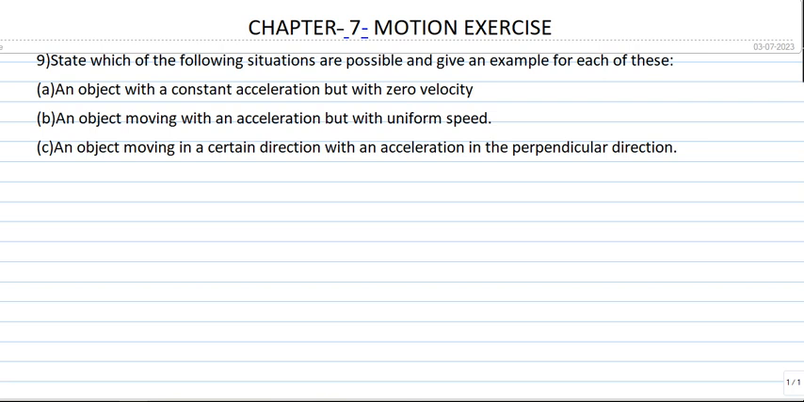So we already spoke about throwing of a ball, throwing of an object or throwing of a stone or something. When we throw it against the gravity, what happens is it goes to a maximum height. So at this maximum height, the velocity is 0. But there is constant acceleration, which is the acceleration due to gravity of the earth. So the A question is possible.